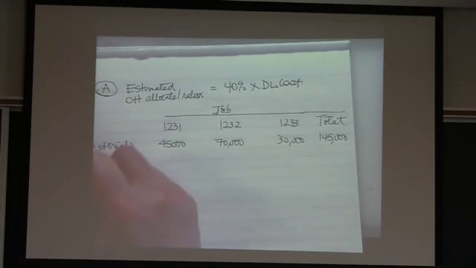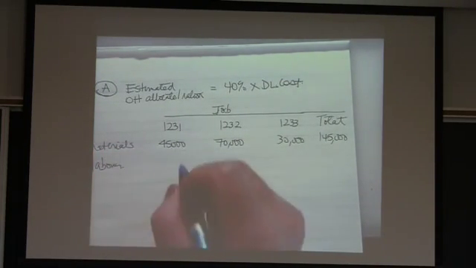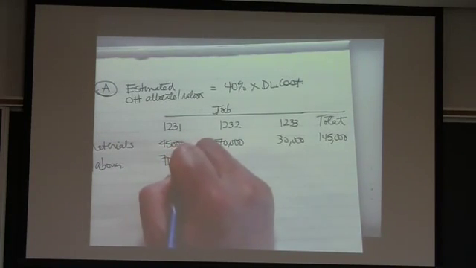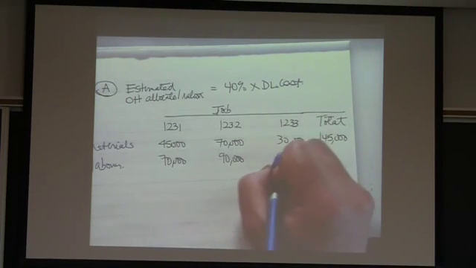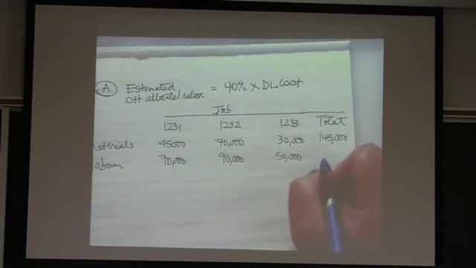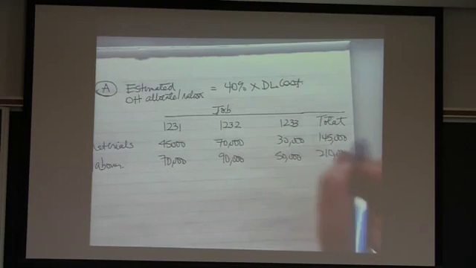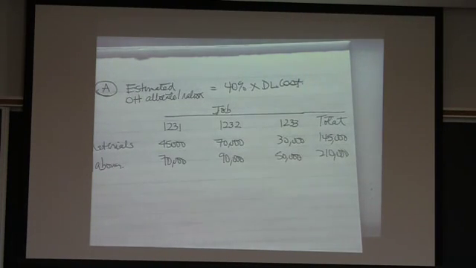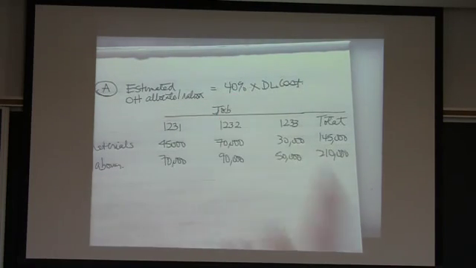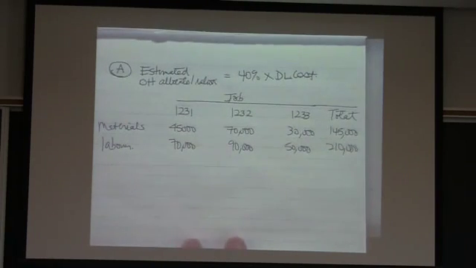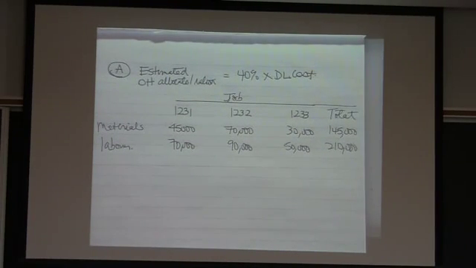Labor, again, given to us, labor cost is 70,000, 90,000, 50,000, and the total of that is 210,000. Now, normally, the estimated overhead allocation or the rate is usually per labor hours or per machine hours. In this question, it's just per direct labor cost.